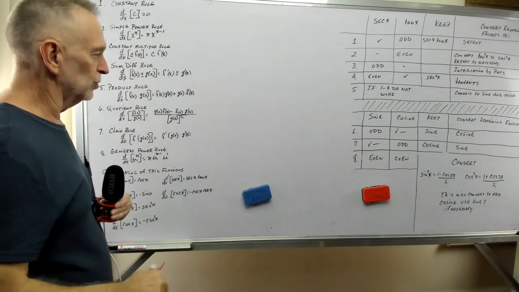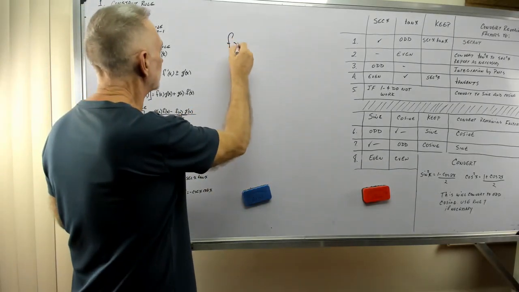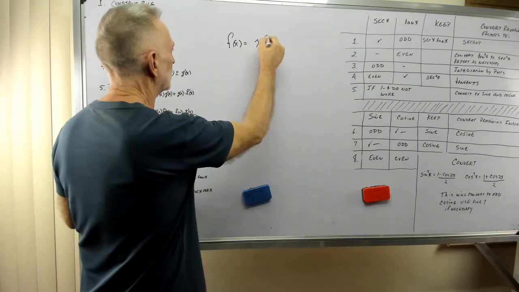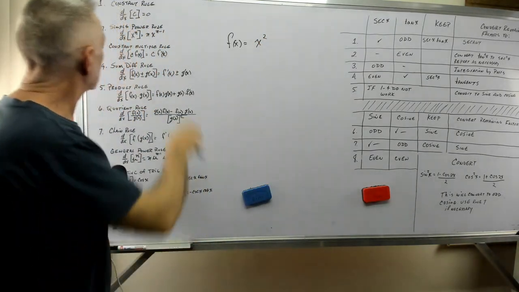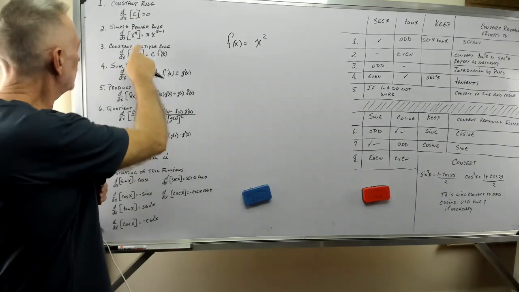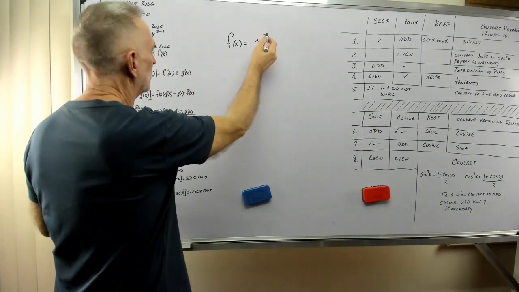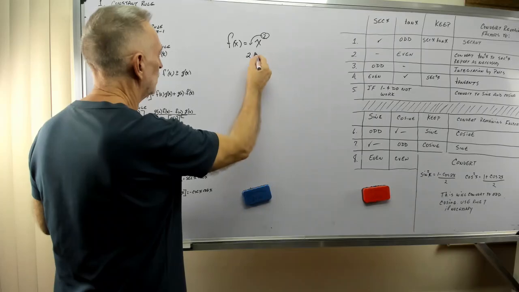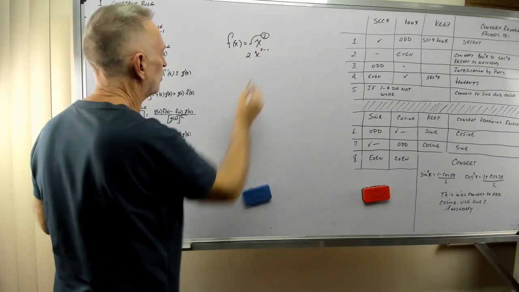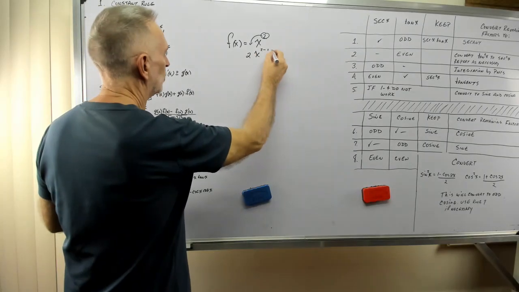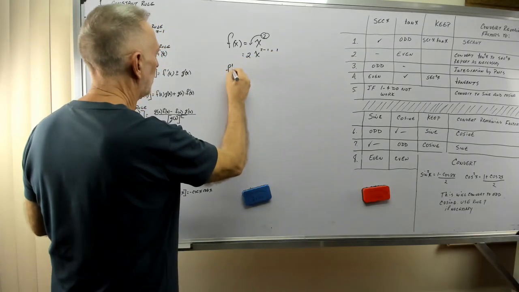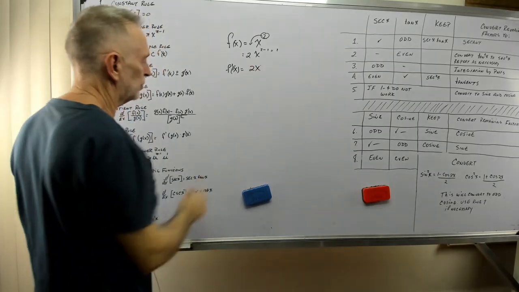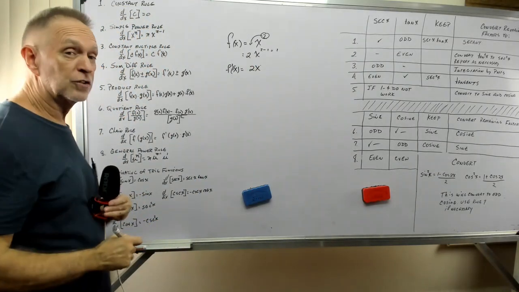The simple power rule. Let's say we have f of x equals x squared. Some function of x equals x to the second power. The simple power rule says I'm going to take that exponent and bring it down. So I have 2 times x. I had the square, I'm going to subtract 1 from it. So 2 minus 1 equals 1. So my f prime of x is 2x to the first power, or just 2x. That's the simple power rule.